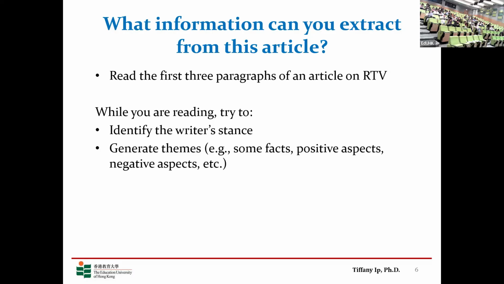So what you can do is, of course, highlight and then put down notes. Okay? I have already constructed a table for you on page 3 where you can find the writer's stance. So you can write it down. Maybe the writer is supportive of RTV, or not supportive, or neutral. And then facts would be something neutral about RTV. Let me give you one example. So paragraph 1, first line.